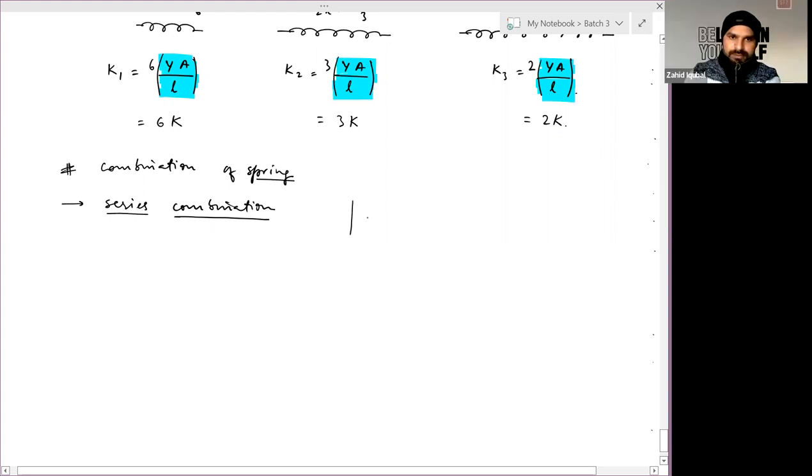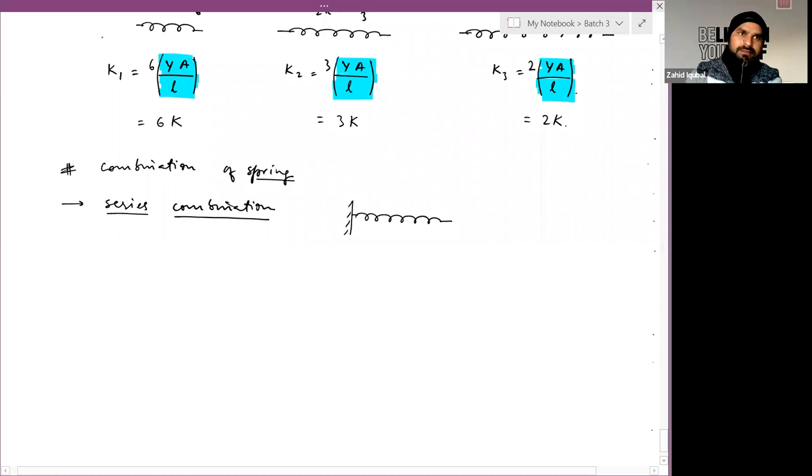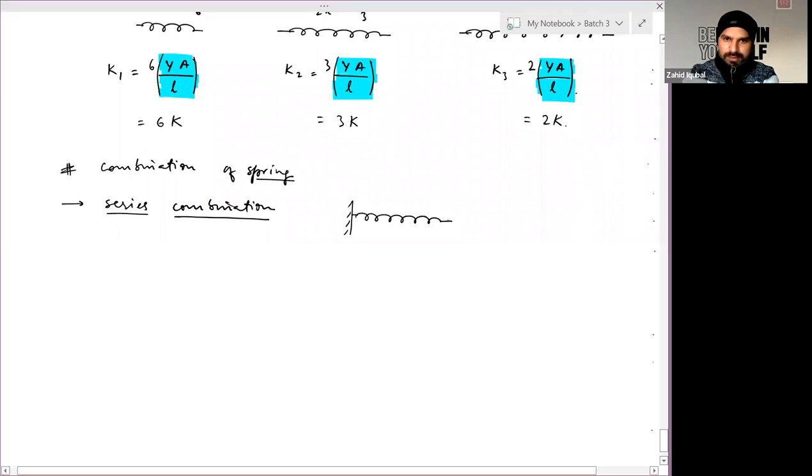Suppose one of the springs is this, connected to another spring this, and a block. Spring constant of this is K1, this is K2. Natural length of first spring is L1 and second spring is L2.